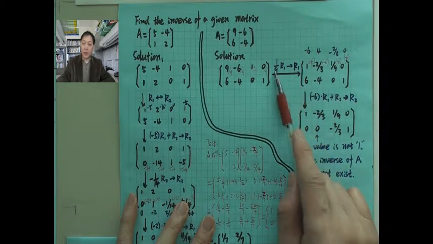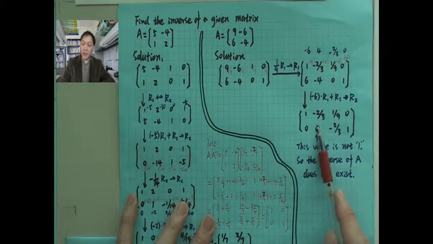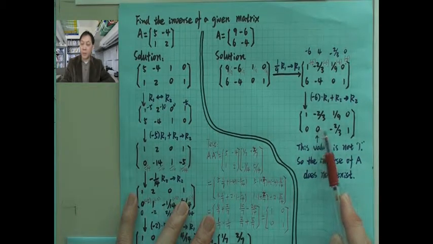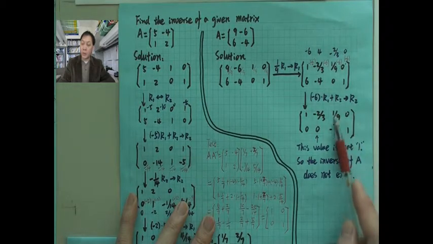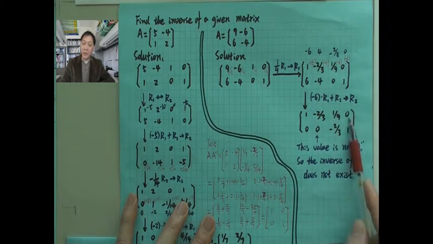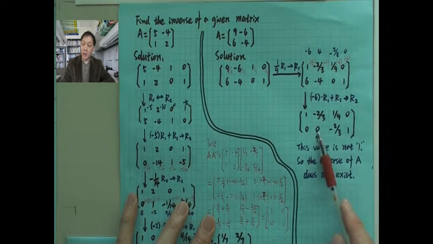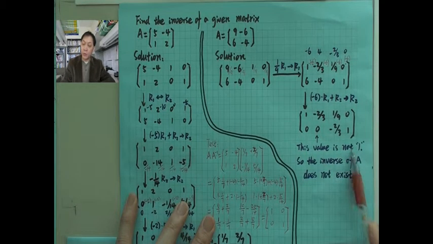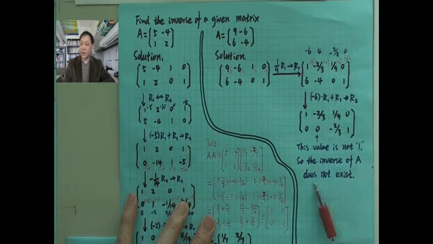But after the row elementary operations, what you get is that this row is 0. If this row is 0, then you are not able to claim this is the inverse matrix of A. Because here is supposed to be 1, but you can never get 1 here. So the inverse of A does not exist.